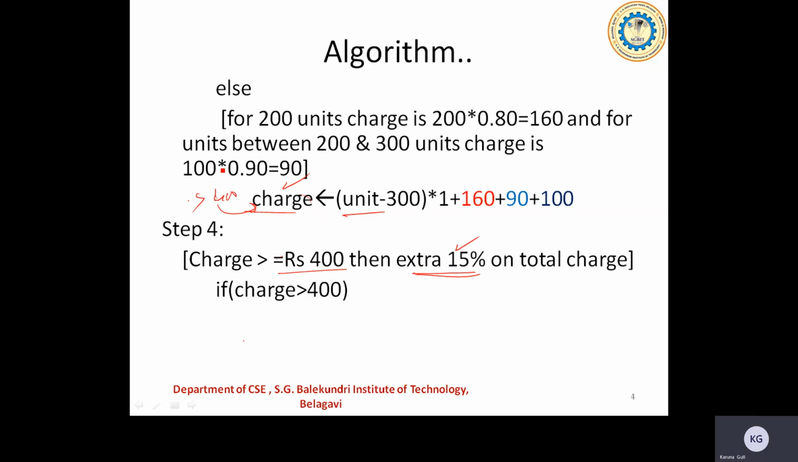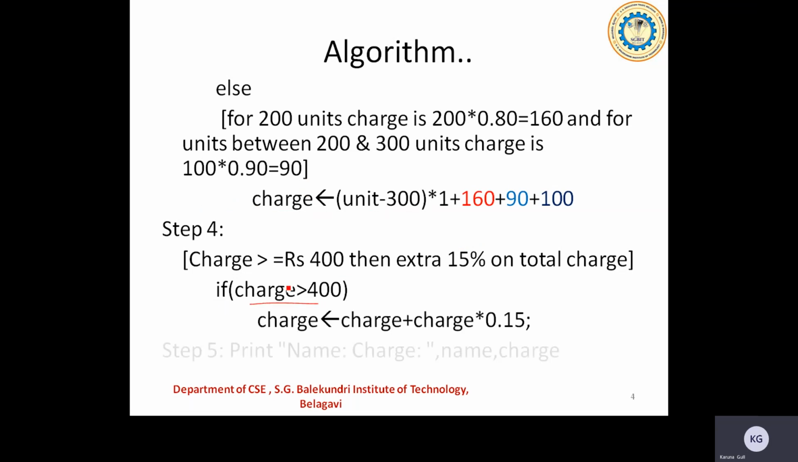Next, we'll take care of the same thing now. How do we do that? I'll again check for the condition, because only if the amount is more than 400 rupees will I do that. So I'll check for the same condition. If the charge is more than 400 rupees, then I'll be asking you people to pay extra amount. This is 15% extra charge.